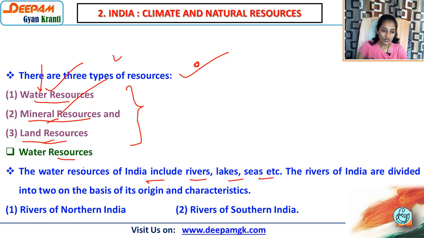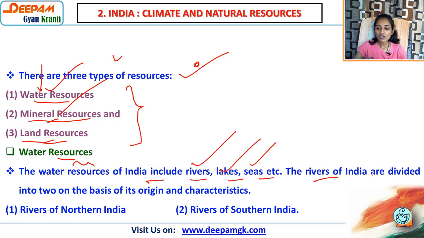So which are the resources of water? So we can say rivers, lakes and seas. The rivers of India are divided into two on the basis of the origin and characteristics. The rivers which we have in India, we can divide them into two parts.